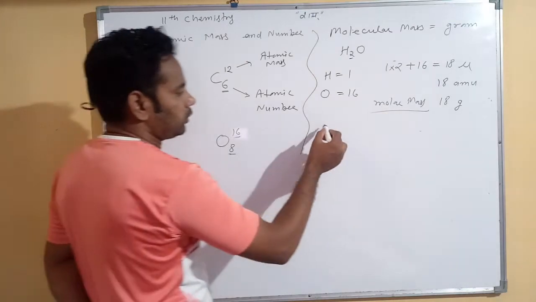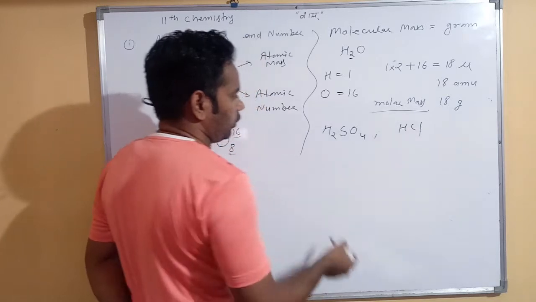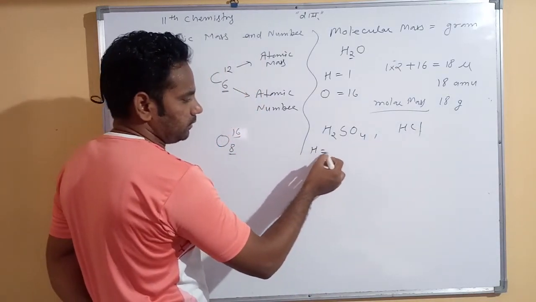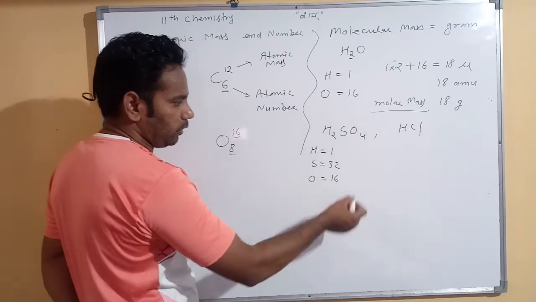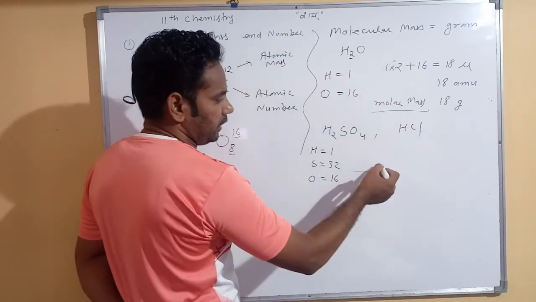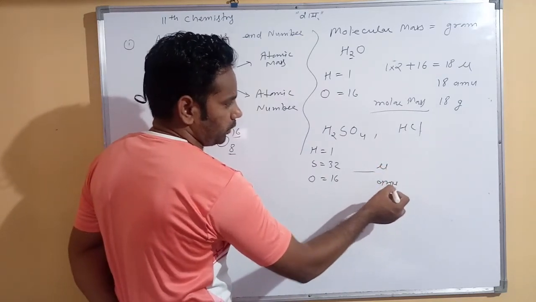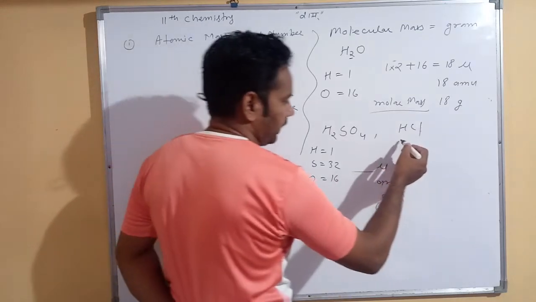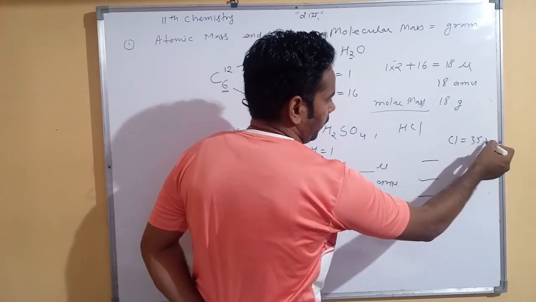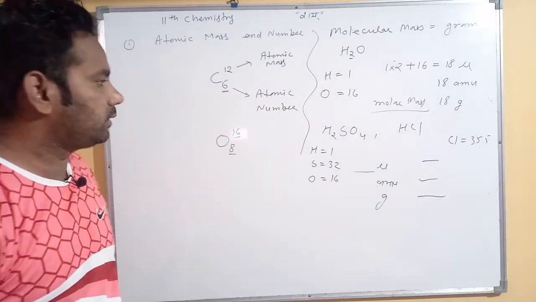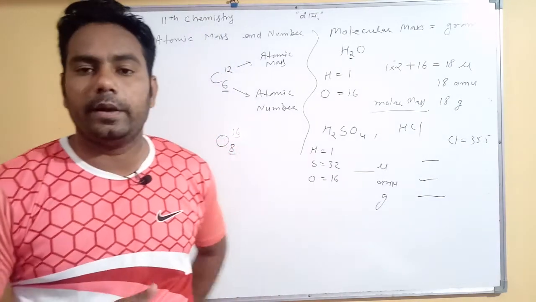Again, you calculate some more examples like H2SO4 and HCl. Here the atomic mass of H is 1, sulfur is 32 and oxygen is 16. You calculate and give the answer in mu, AMU, and grams. The atomic mass of chlorine is 35.5. You may remember the atomic masses from 1 to 30, hydrogen to zinc, from your periodic table.